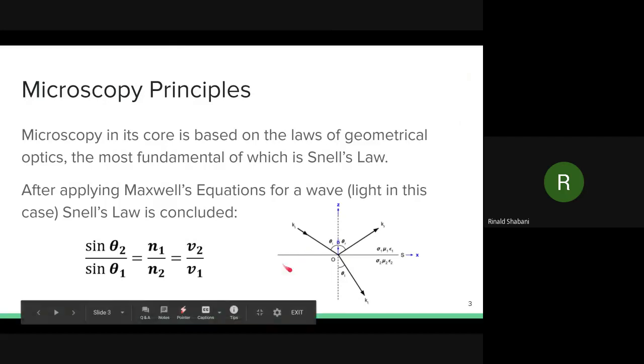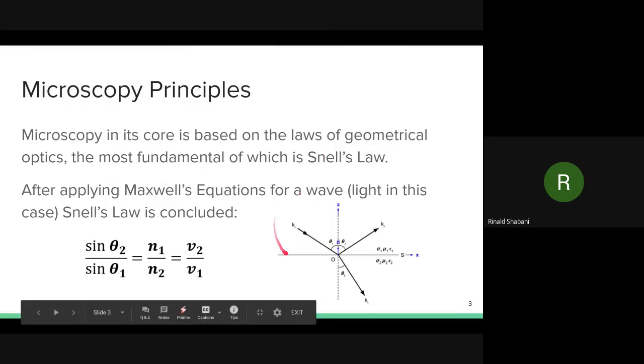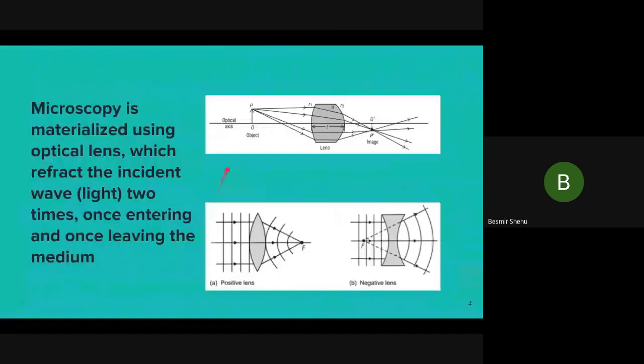In the paper, we have gone more in depth with the equation, and we have shown how we can go from the general Maxwell's equations and the boundary conditions to the equation on the left. Microscopy is materialized using optical lenses, the fundamental of which is refracting the incident wave, in this case light, two times, once entering and once leaving the medium.